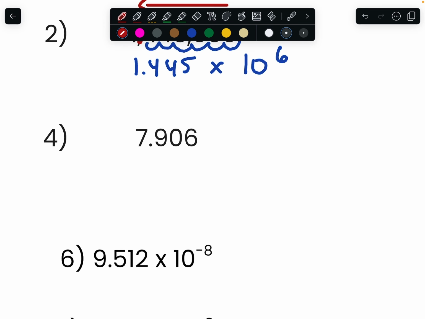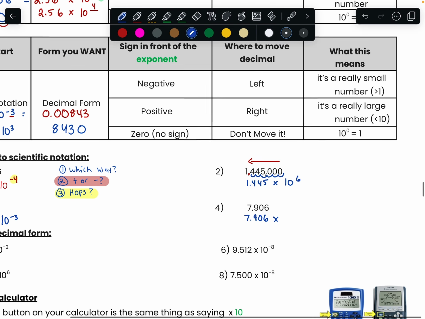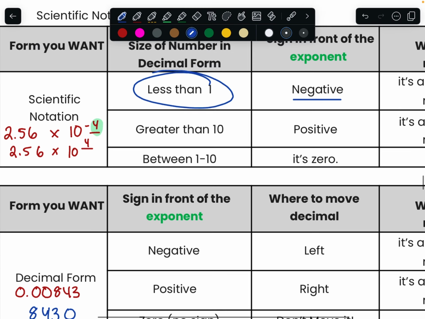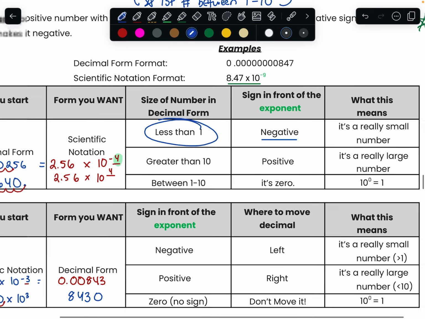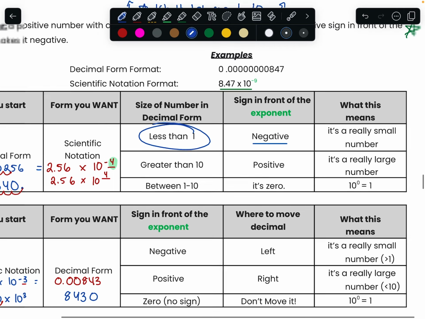7.906, you might have noticed something a little strange about this. It is already between the numbers 1 and 10, which is what we need for our first number for scientific notation. So for this, we're actually just going to write 7.906, and we want to keep this the same. So if the number is already between 1 and 10, we're going to put the exponent itself to be 0.